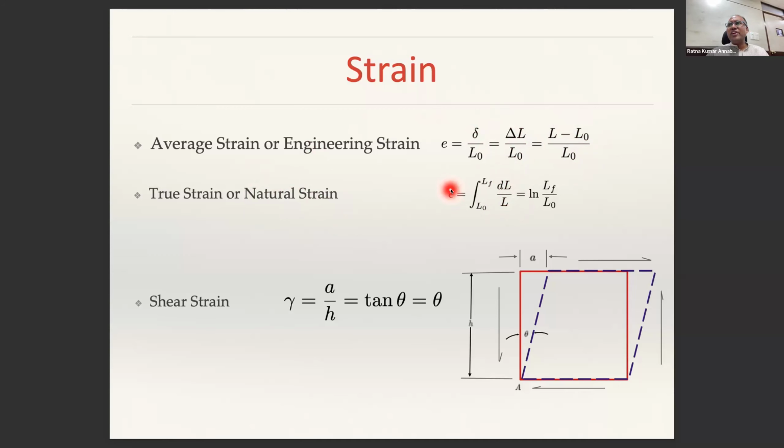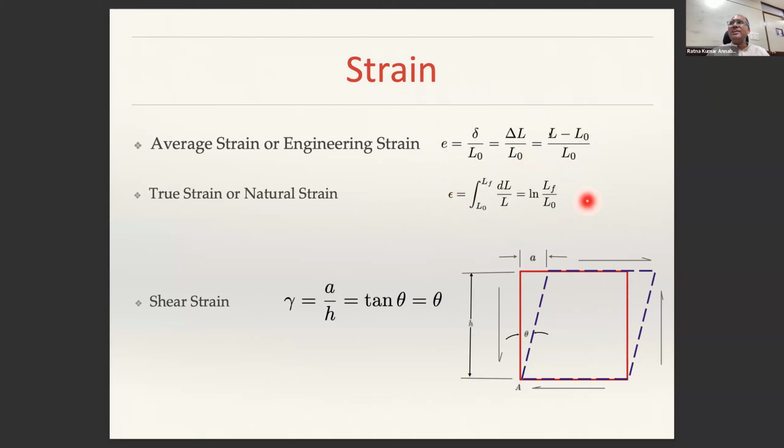And usually it is defined as d epsilon is equal to dl by L, because with the current length you can only talk about infinitesimal strain. But if you want to calculate total strain, you have to start from L0 to LF. So integrate L0 to LF, dl by L, that will give you natural log of final length by initial length. That will be your true strain.